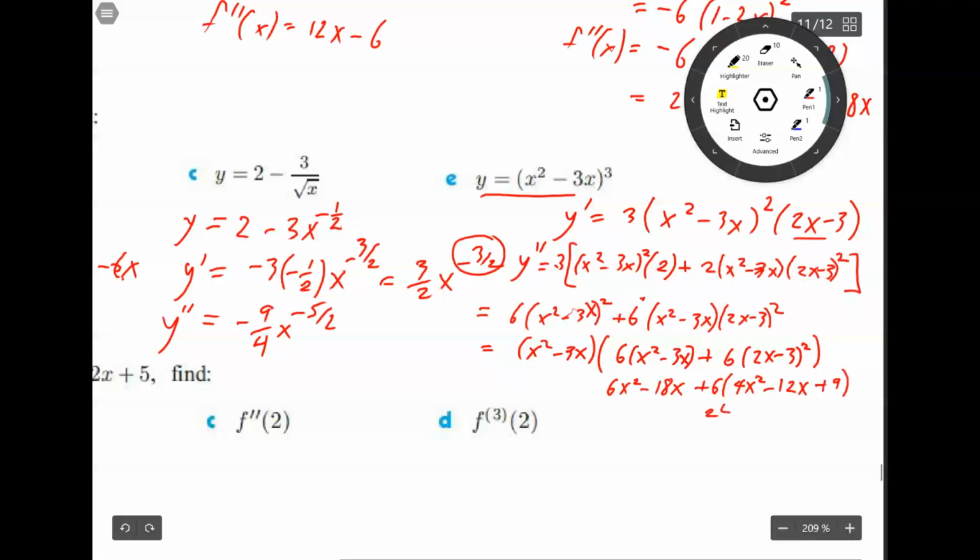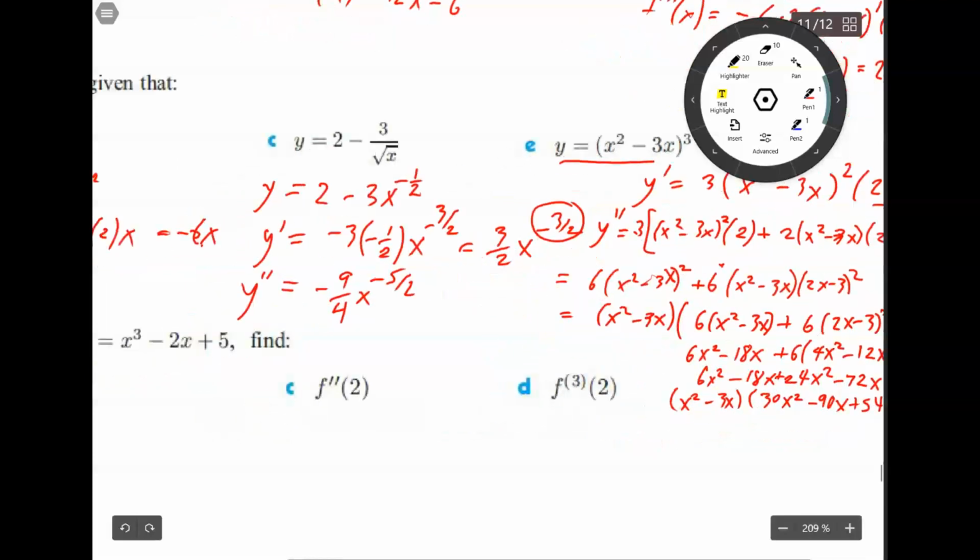So that's equal to 24x squared minus 72x plus 54 minus 18x and 6x squared. 6x squared plus 24x squared is 30x squared. Minus 18x minus 72x is minus 90x plus 54. So all this is multiplied times x squared minus 3x. Yuck, huh? Okay, let's go to the next one.